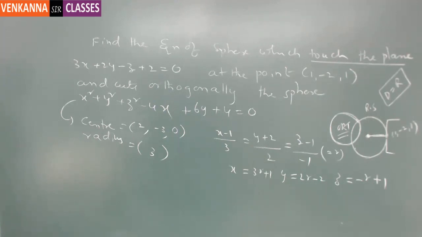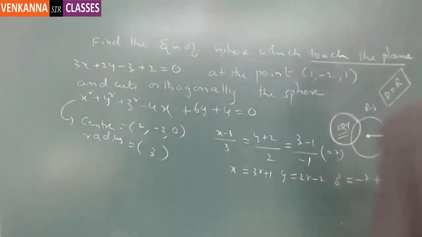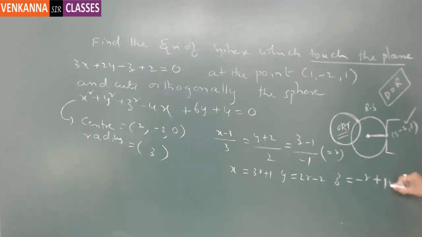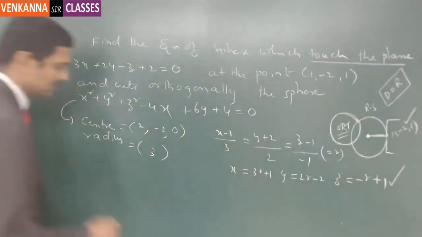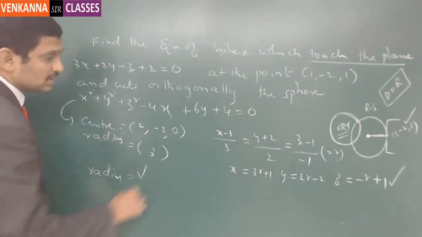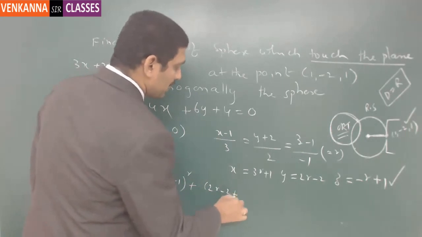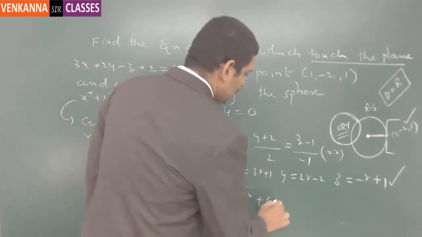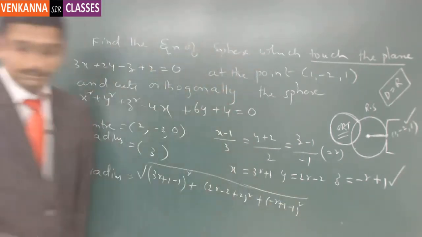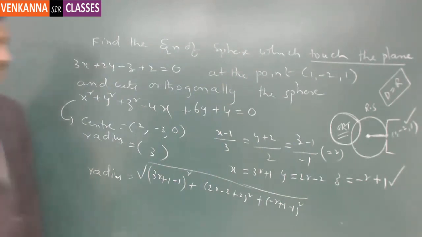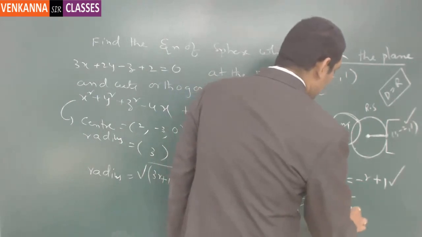Are you clear all? Right. Since it is touching, the distance between the two points is nothing but the radius. So, if you calculate the distance between these two points, it is nothing but the radius of the sphere. This is one point and this is the other point. If you apply the formula, the radius is equal to square root of (3r plus 1 minus 1) whole square plus (2r minus 2 plus 2) whole square plus (minus r plus 1 minus 1) whole square, which is giving root of 14r square.